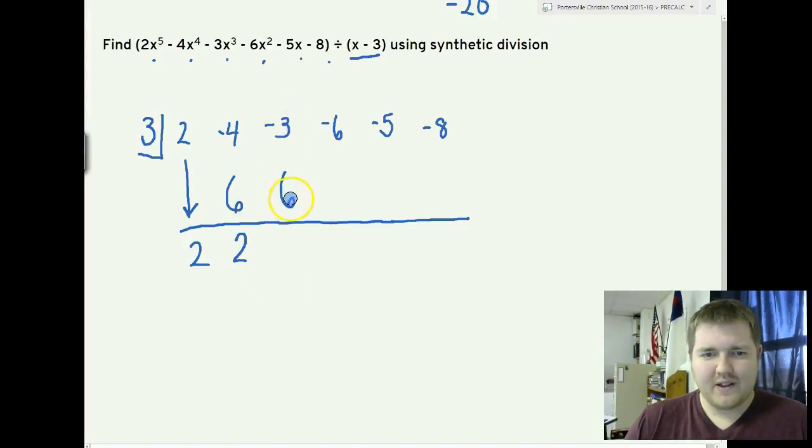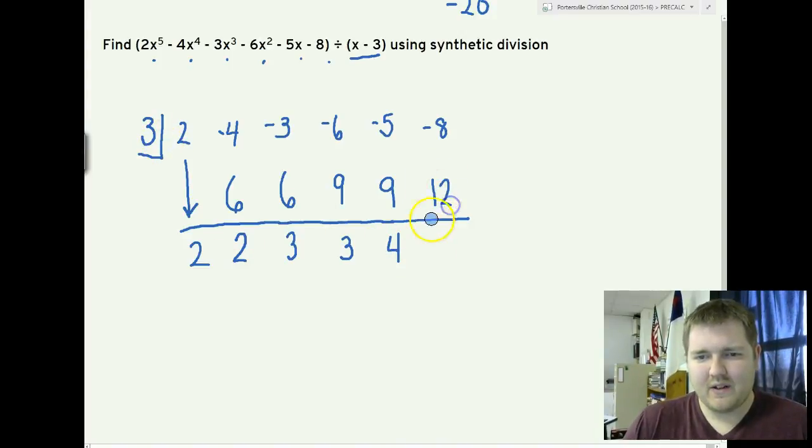Now, -3 plus 6 gives me a positive 3. 3 times 3 gives me a 9. -6 plus 9 gives me a positive 3. 3 times 3 is 9. -5 plus 9 gives me a positive 4. 3 times 4 is 12. And then -8 plus 12 gives me a positive 4. And this is going to be my remainder.